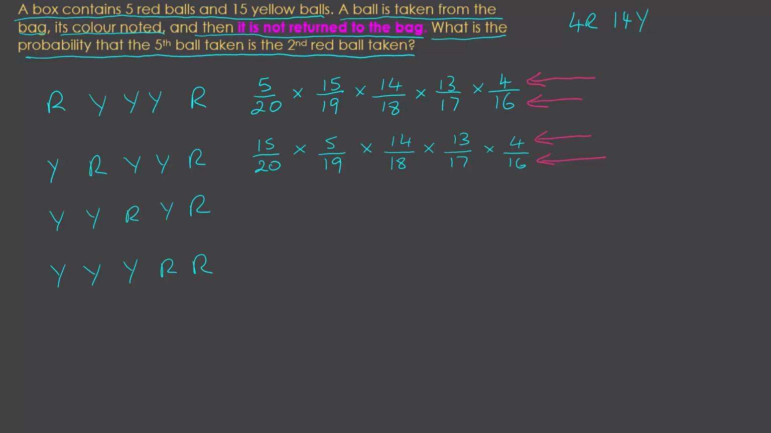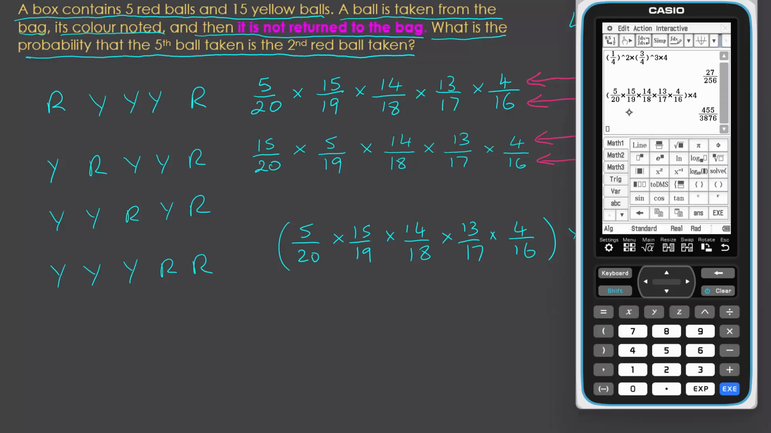So we can still do this by just taking the first one, 5 over 20 times 15 over 19 times 14 over 18 times 13 over 17 times 4 over 16, and just multiplying it by the 4 different ways that this can happen. So as you can see, I've calculated that, and the answer comes to 455 over 3,876.